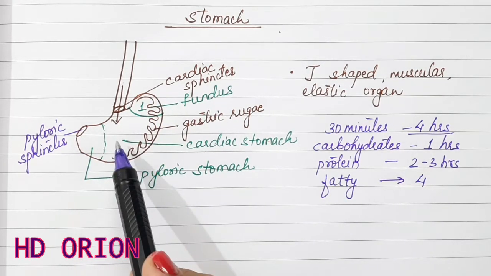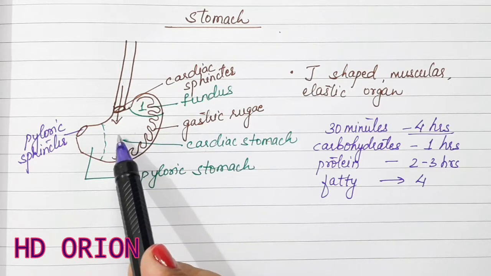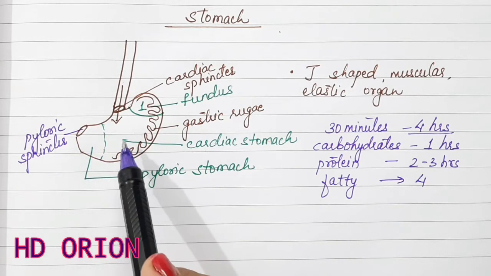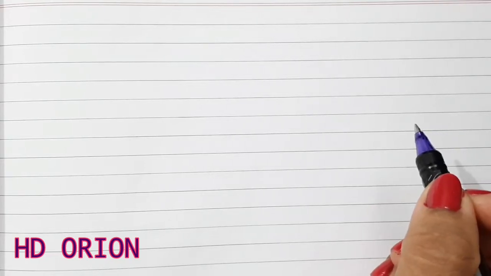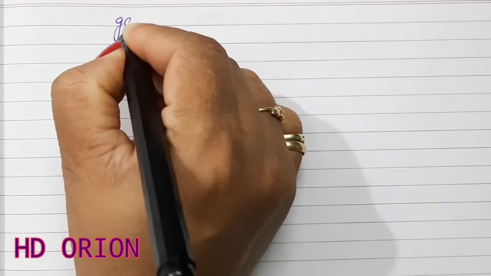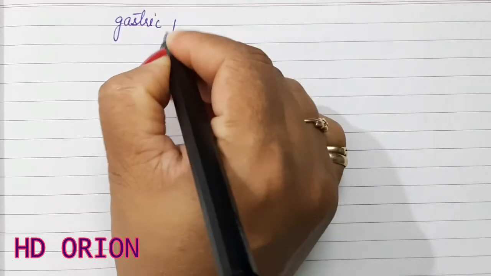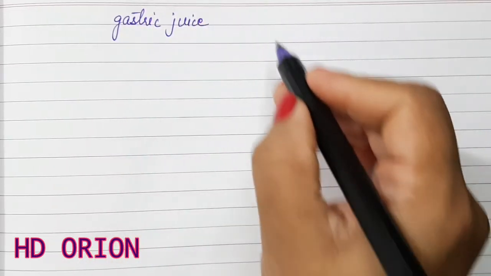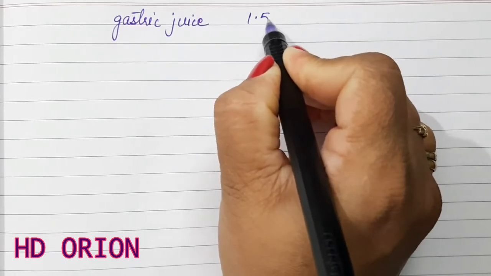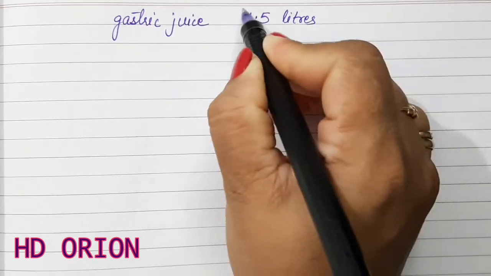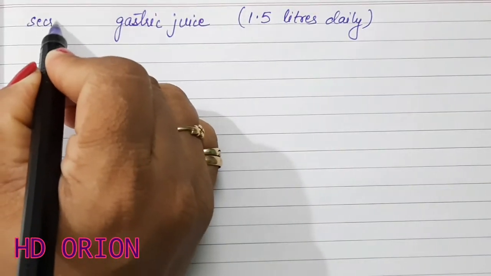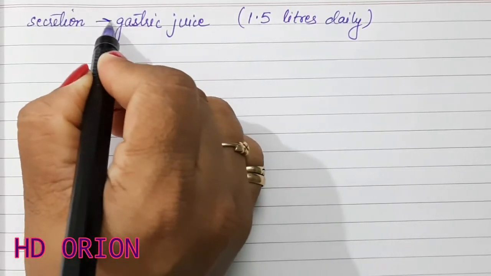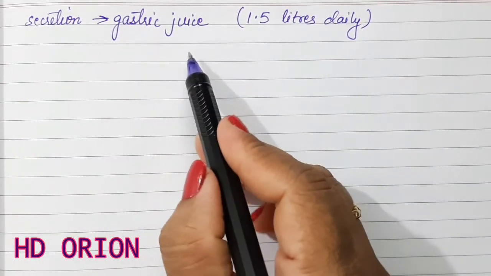Now the stomach holds the food temporarily and then the food has to move into the intestine. What happens to the food inside the stomach? Now let us see how the stomach functions. The stomach produces gastric juice. In a human adult, almost 1.5 liters of gastric juice is produced daily. So this is the secretion done by the stomach. Who secretes the gastric juice?